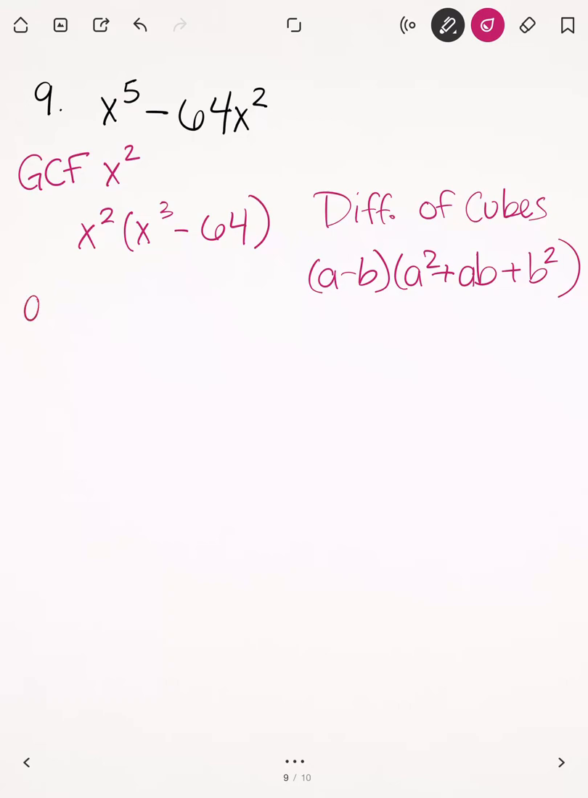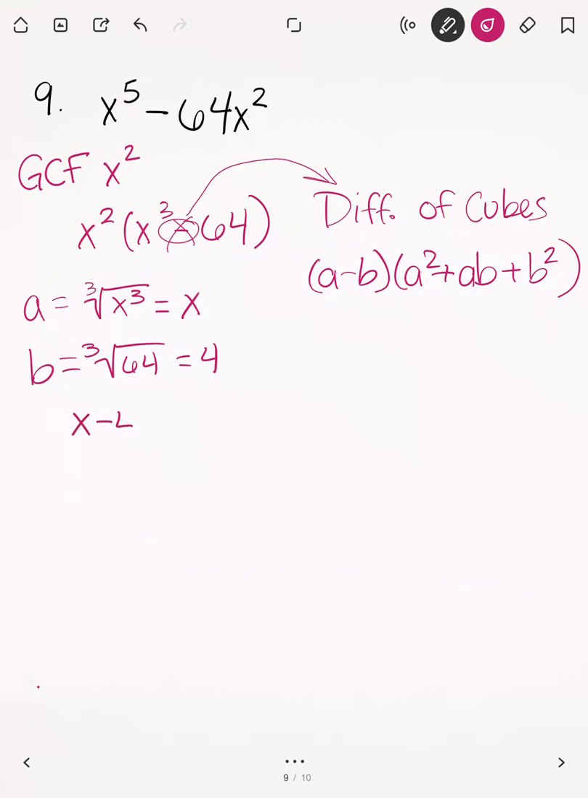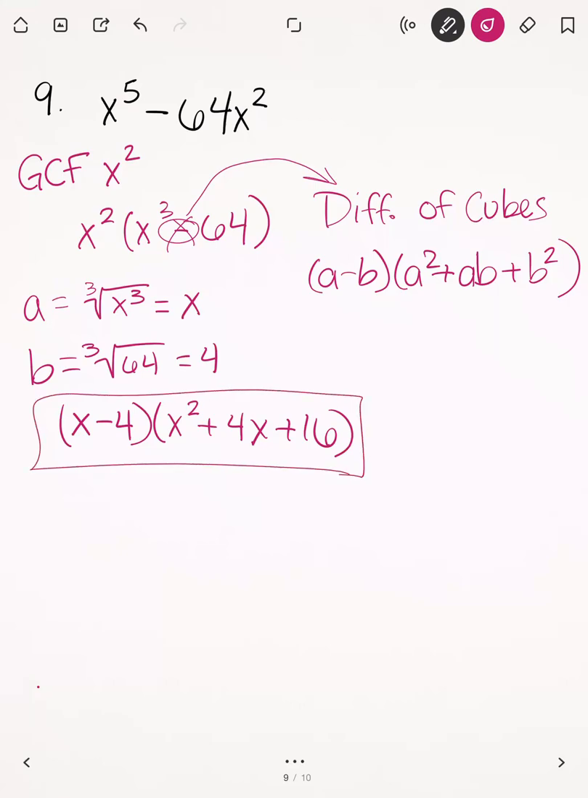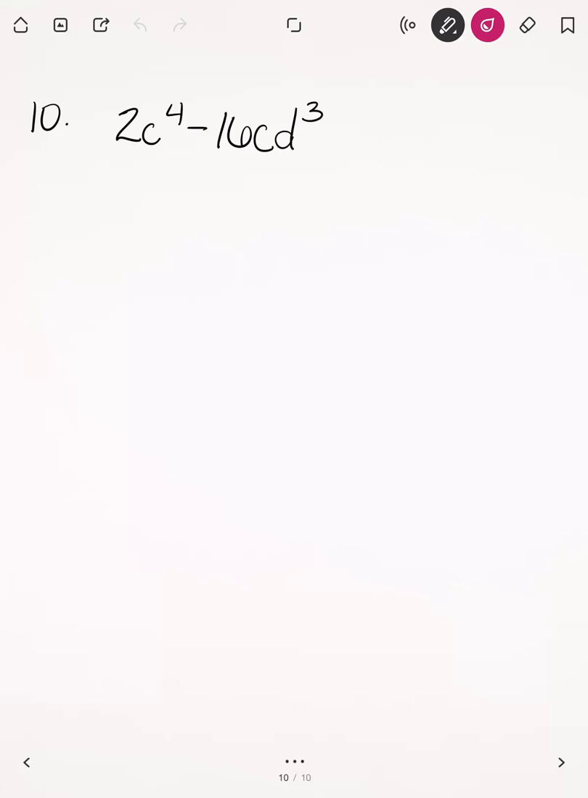I identify my a by taking the cube root of x cubed. That gives me x. Identify b by taking the cube root of 64, and that gives me 4, and then I just plug it in. Again, I do not need to worry about that besides to tell me that it means a difference of cubes. So when I plug it in, a minus b, x minus 4. A squared is x squared, a times b is a positive 4x, and b squared is 16. This is factored completely.